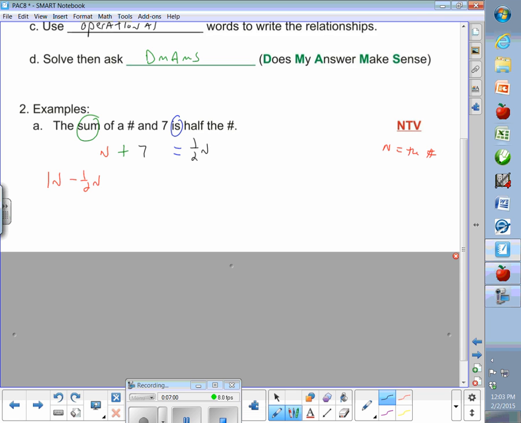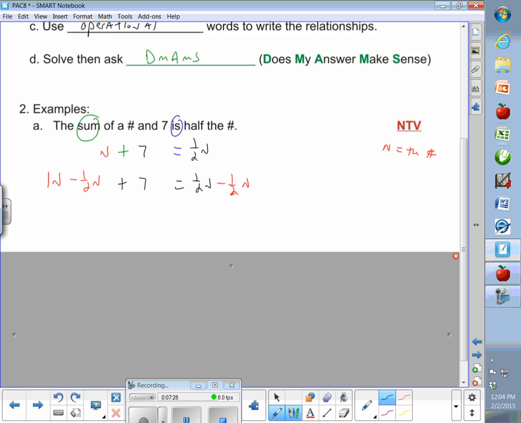I still have on the left-hand side, would you agree, the plus 7 and then the equal sign? Would you agree I added a negative 1/2 n to that left side? Remember, we don't add fractions well vertically. Fractions don't add well vertically. They add a whole lot better horizontally. And the right would be the 1/2 n minus the 1/2 n, right?